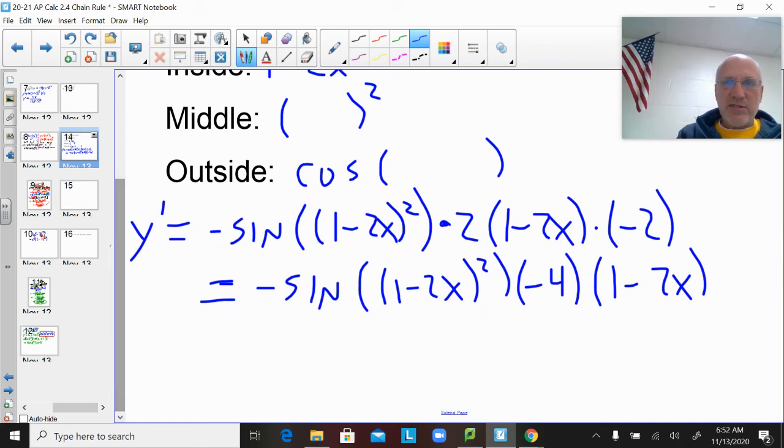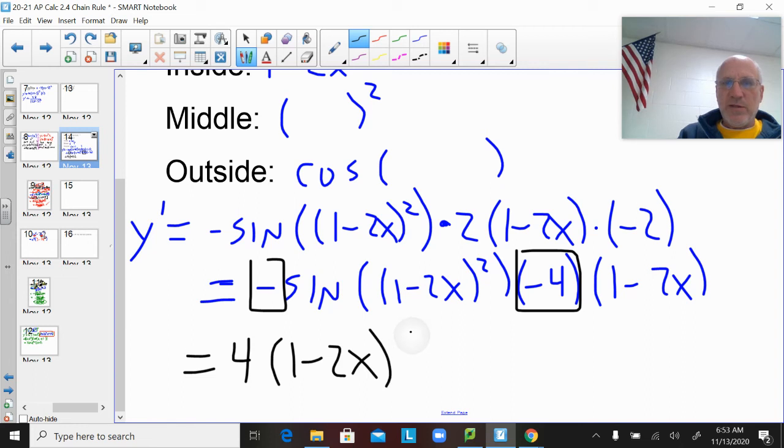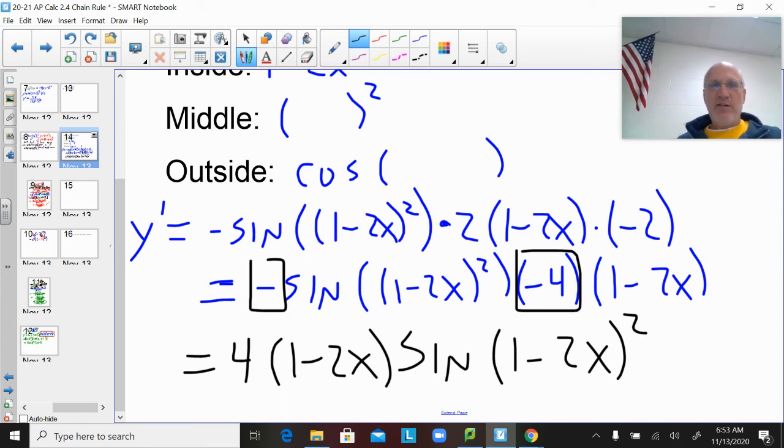And now that looks sloppy. I might move this out with that. So negative times negative 4 is just 4. And then I might put the 1 minus 2x before the sine. I always put the trig function last, so I keep track of what I'm trig functioning. I think there it is right there. So that's just an example of a chain rule that has more than one link. Okay. And then one more, I think, easier one.